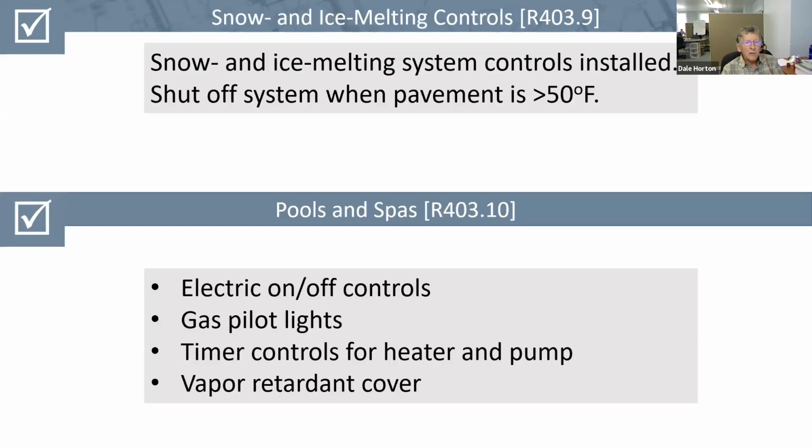Snow and ice melting equipment have to have shutoffs. Pools and spas has a set of requirements that make sure that there are controls to keep the pump and heater from working continuously, and a cover.